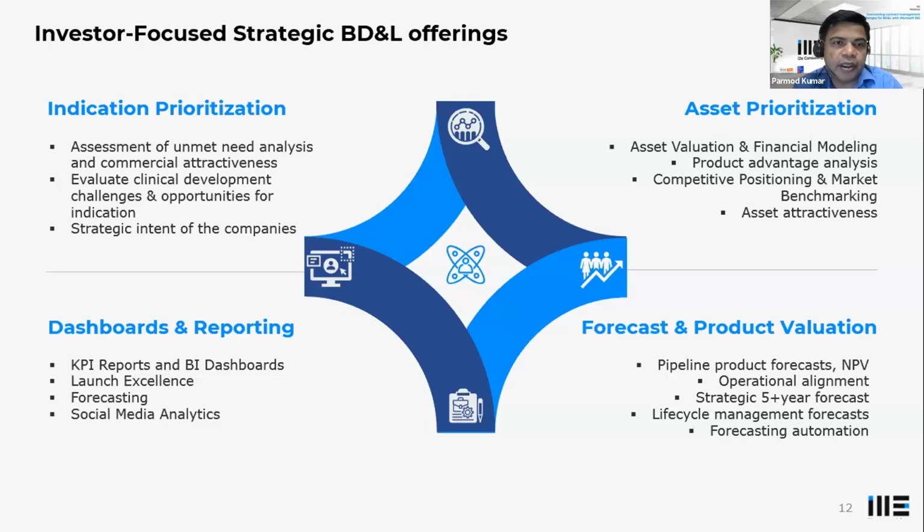We can also help you prioritize the indications and assets, and compare them with competitors. We have in-depth analysis capability. We can also provide you a dedicated forecast for any particular pipeline compound or entire indication. For dashboard and reporting capabilities, we are well versed because almost 50% of our team is AI and data experts. So you can expect attractive KPI reporting, BI dashboards, and certain kinds of analytics, whether related to pipeline compounds or social media analytics. So these are the things.